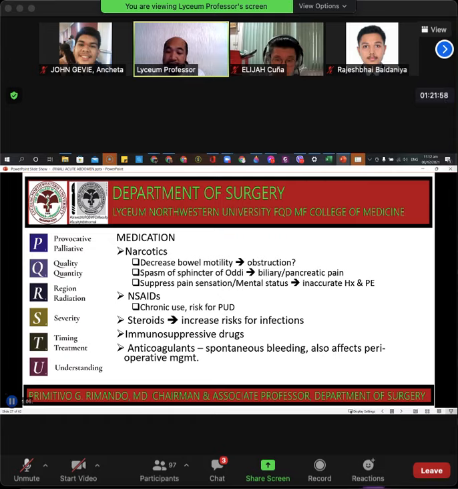Patients on chronic NSAID use, that's very common, and this puts them at risk for perforated peptic ulcer disease. Is the patient being given steroids? This will increase the risk for infections. Is the patient taking immunosuppressive drugs? Is the patient taking anticoagulants?